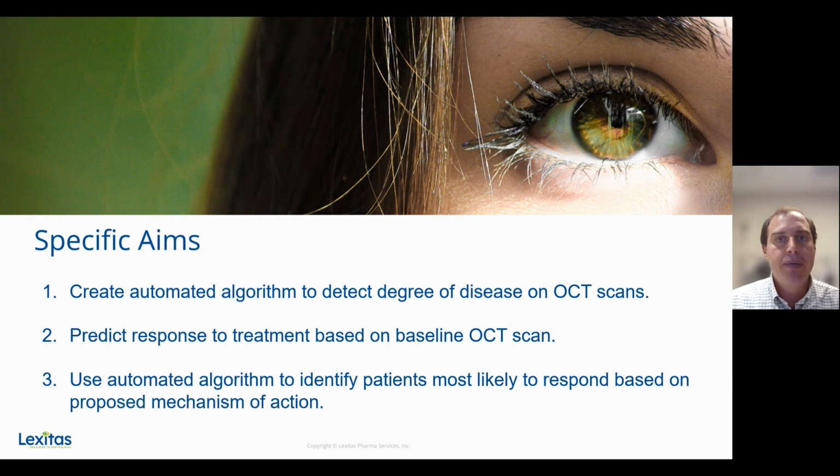The second thing we're going to do is look at whether or not we can predict the patient's response to treatment based on an OCT scan. And the way we do this is to create a data set of patients who did respond and patients who didn't respond. And then we ask the machine if it can create an algorithm to pick out characteristics at baseline that may predict whether or not a patient will respond or not respond. And so that goes into the third one, which is to use that algorithm to select patients for clinical trial use based on the mechanism of action that they're most likely to respond to.